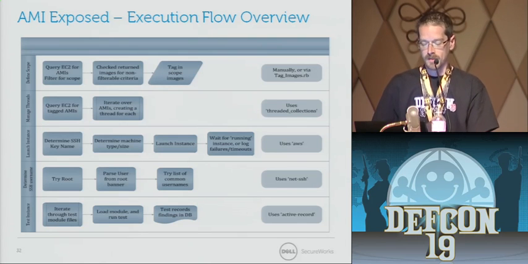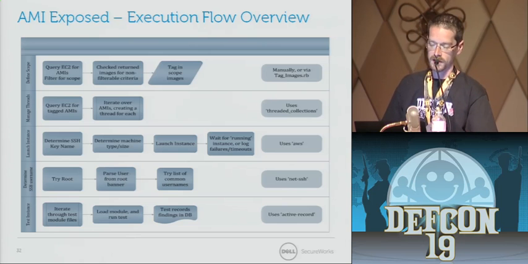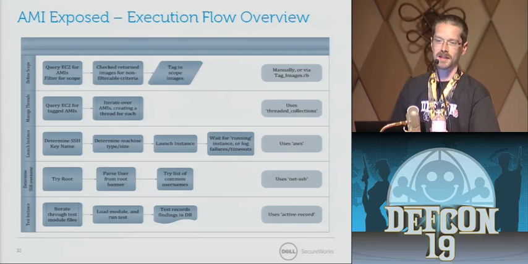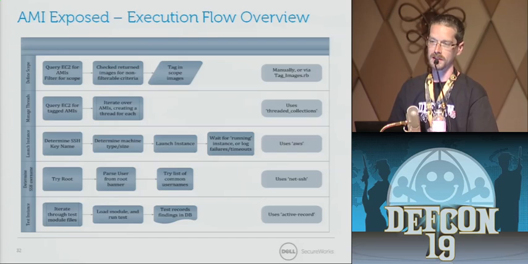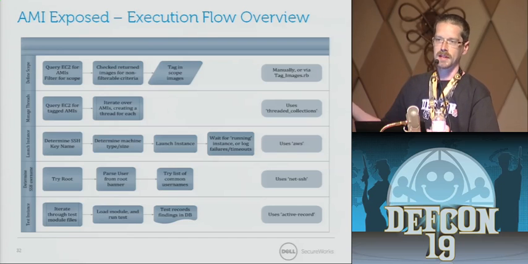Once we launch the instance, we have to figure out what account we're going to use. That's down there under determining SSH username. We try to log in as root. If that fails, we try to parse any response that comes back. A lot of times you log in as root and you get a response that says, please use ABC instead of root.